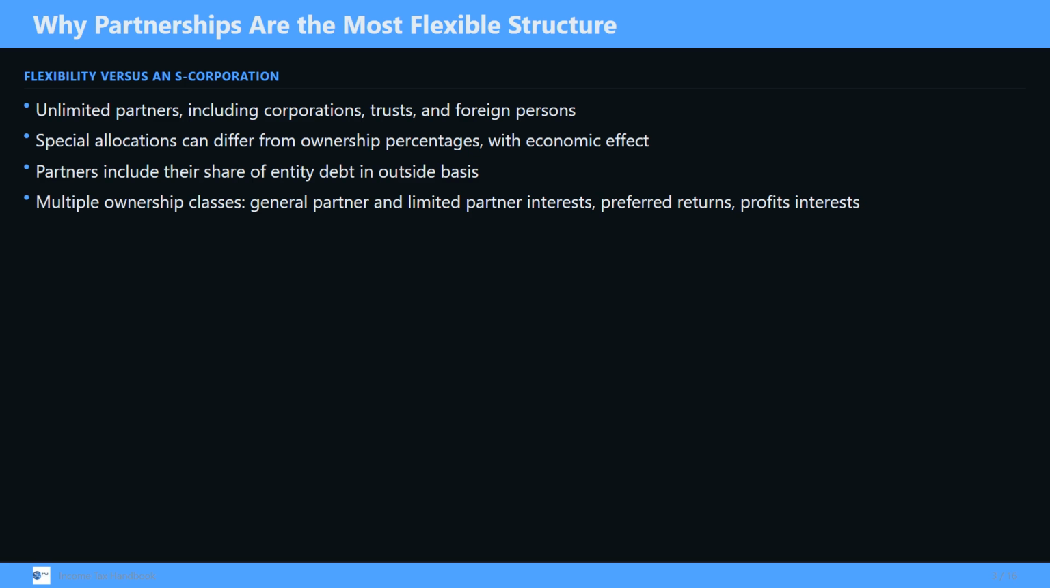Compared to an S corporation, a partnership has far more room to maneuver. It can have unlimited partners, including corporations, trusts, and foreign persons. It can allocate income and loss in different proportions than ownership through special allocations with economic effect. Partners can include their share of entity-level debt in their outside basis, which enables bigger loss deductions. And ownership can be split across multiple classes: general partner and limited partner interests, preferred returns, and profits interests.